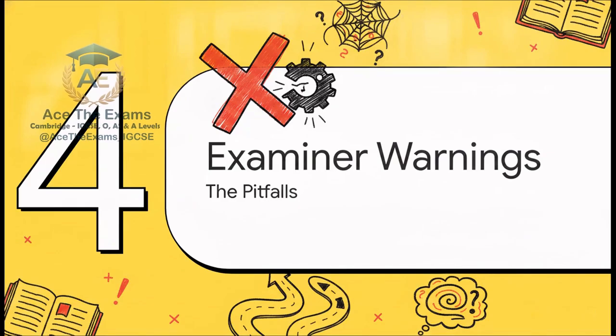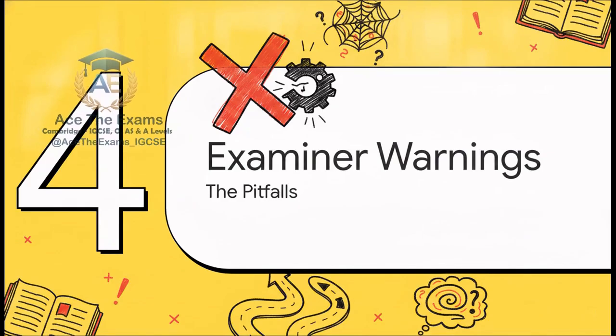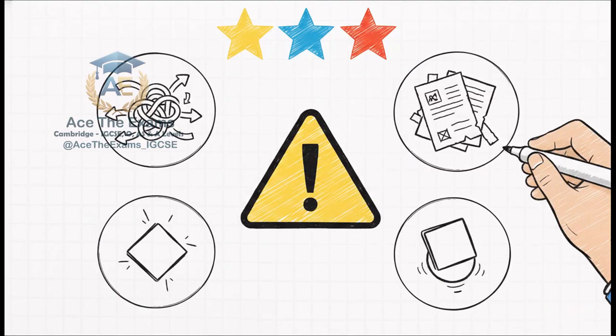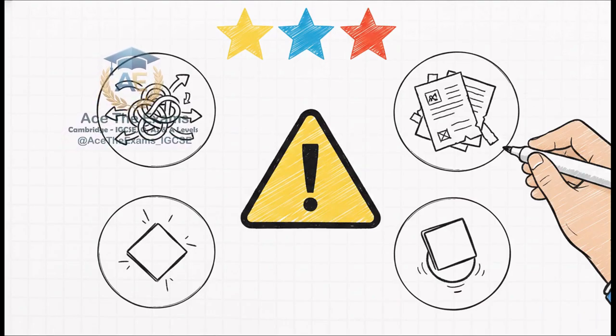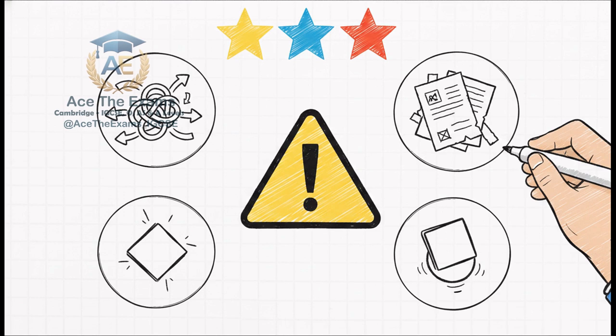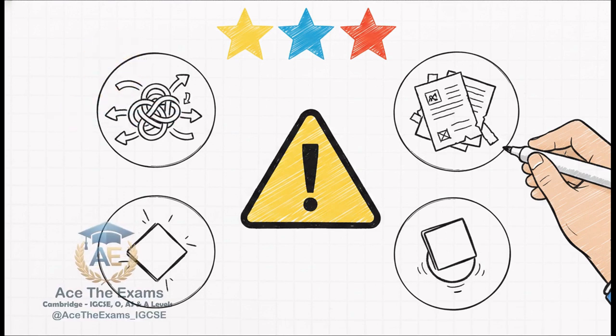Which brings us nicely to Section 4, Examiner Warnings and Pitfalls. We are now looking at the exact opposite of that high-level evaluative thinking. These are the recurring mistakes that the Cambridge principal examiners have explicitly flagged in their reports year after year. Let's look at the top 3 student mistakes.